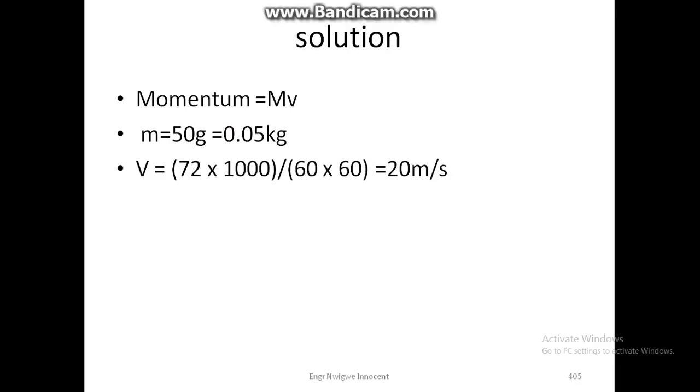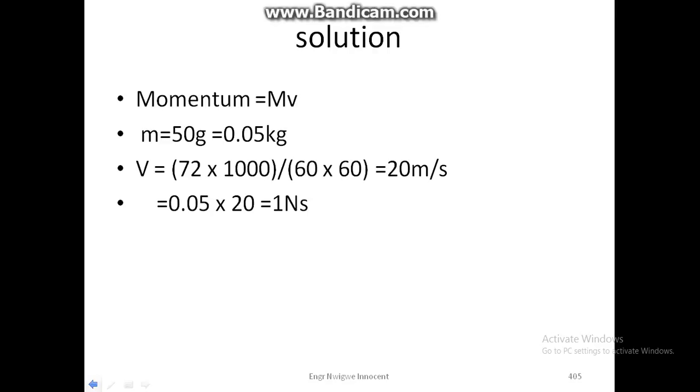Velocity is in kilometers per hour. To convert it to meters per second, we multiply 72 by 1000 and divide by 60 times 60. That is 60 minutes and 60 seconds, to give us 20 meters per second. Therefore, the momentum is now equal to 0.05 times 20, which will give us 1 Newton second.